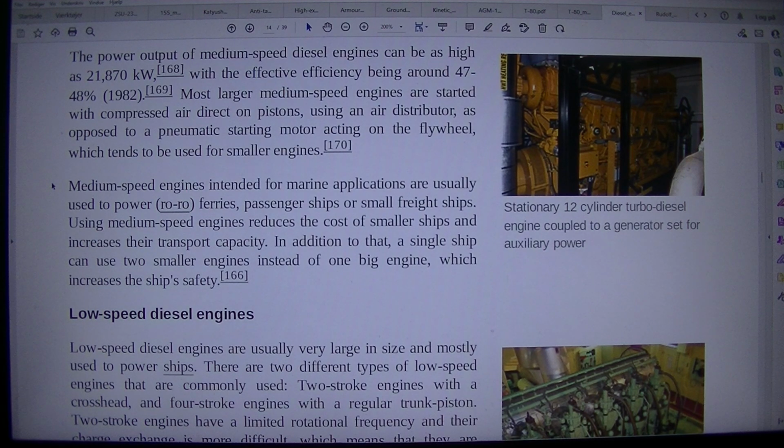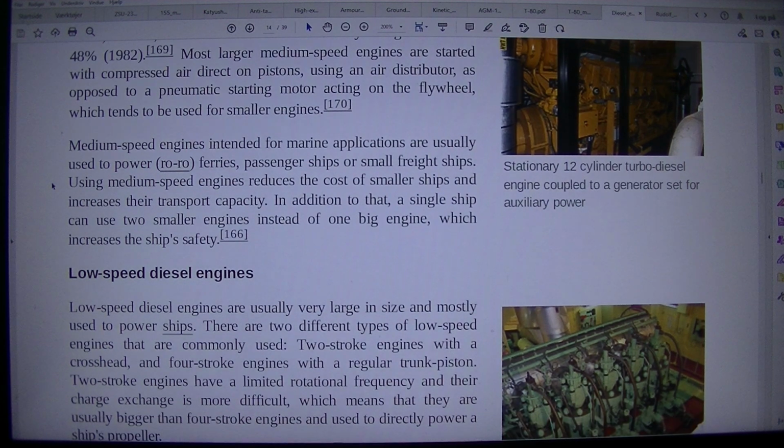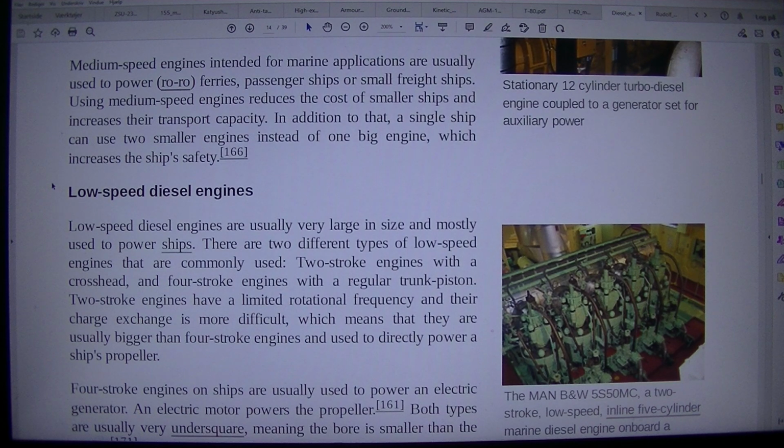Medium-speed engines intended for marine applications are usually used to power ro-ro ferries, passenger ships or small freight ships. Using medium-speed engines reduces the cost of smaller ships and increases their transport capacity. In addition to that, a single ship can use two smaller engines instead of one big engine, which increases the ship's safety.